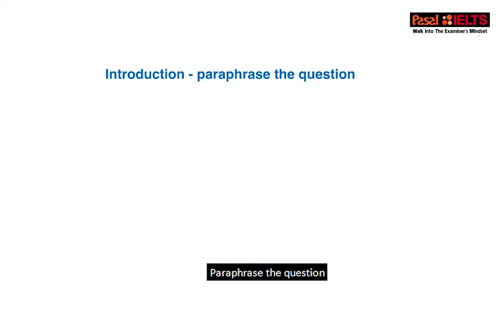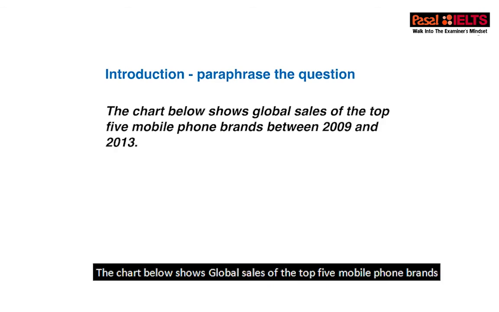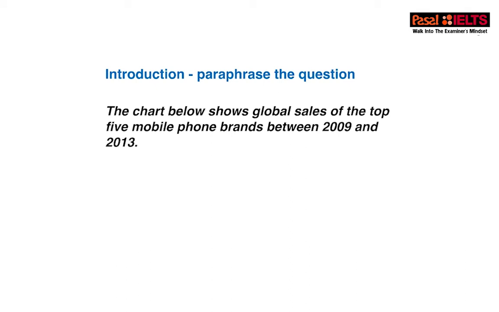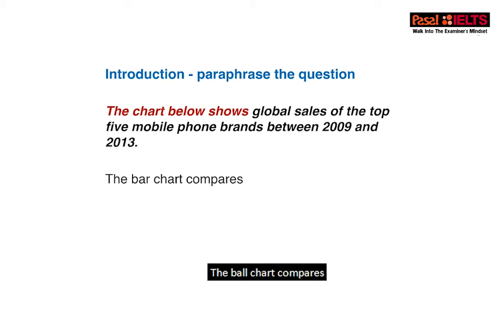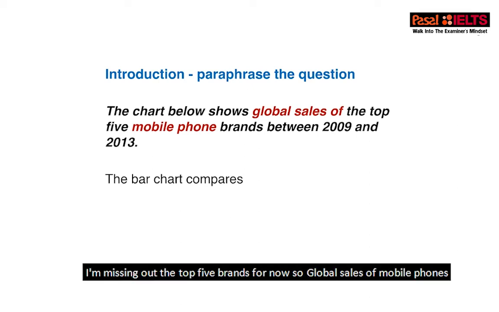Paraphrase the question. Here's the question again. The chart below shows global sales of the top 5 mobile phone brands between 2009 and 2013. And we go through this question bit by bit, changing some of the words if we can. Let's start with the chart below shows. I've written the bar chart compares. Next, global sales of mobile phone. I'm missing out the top 5 brands for now.